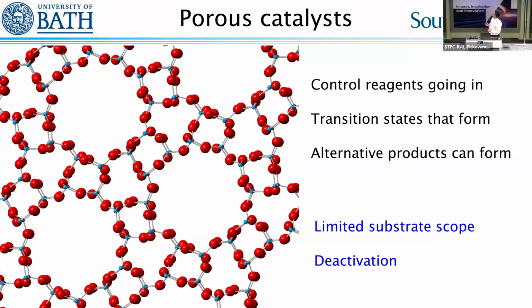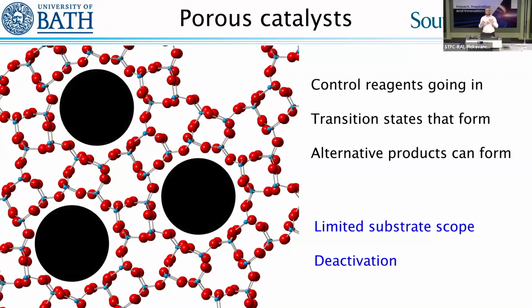textbooks. However, there are also issues with them. And one issue is that because it has a very small pore size, you can't use bulkier substrates. There's a lot of interest in using bio-based materials, and some of these just won't fit in. Polymers, some of these might not be able to fit into the pores either. And also, they can deactivate. If you start forming very bulky materials, very bulky aromatics, these can quite happily sit in the pores and block them off. So now your catalyst has fewer accessible active sites.